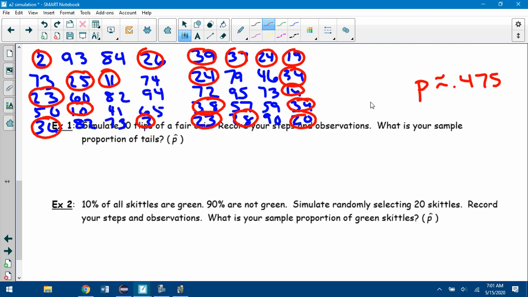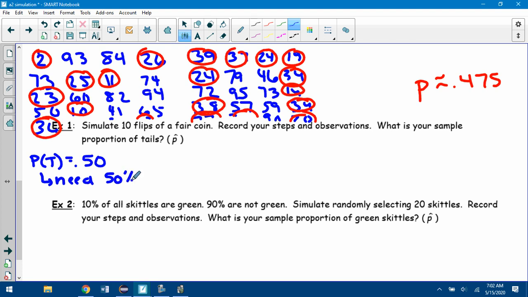Okay, a couple more examples. Simulate 10 flips of a fair coin. Record your steps and observations. What is your sample proportion of tails? Okay, what do we know the true proportion of tails should be if I'm flipping a coin? It's a fair coin, which it says it is 50%. Okay, so the big idea is we need 50% of random numbers to mean tails.